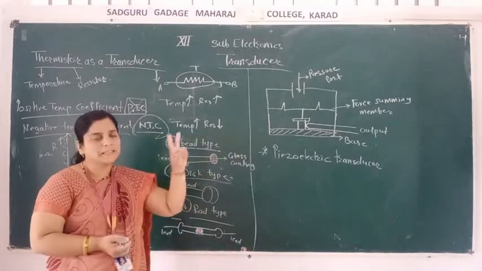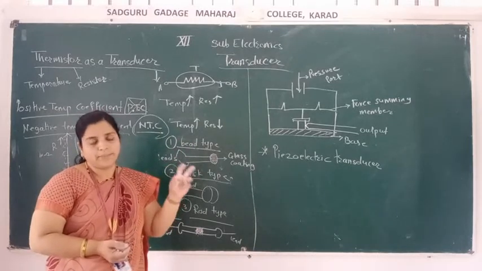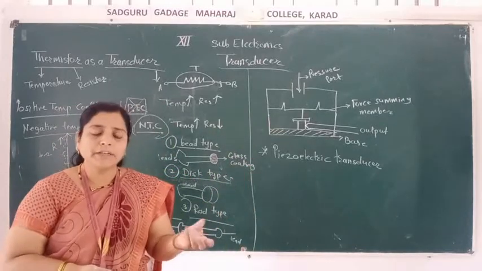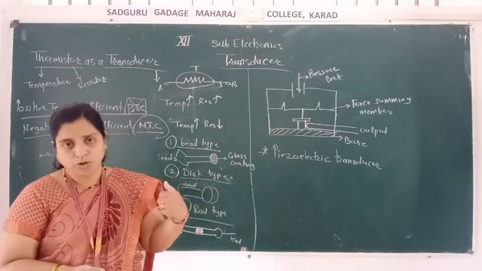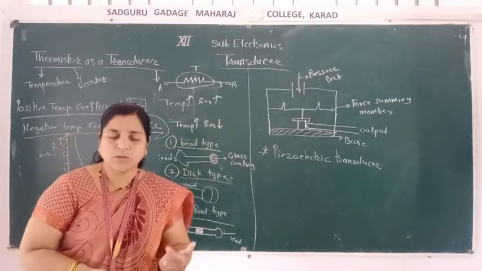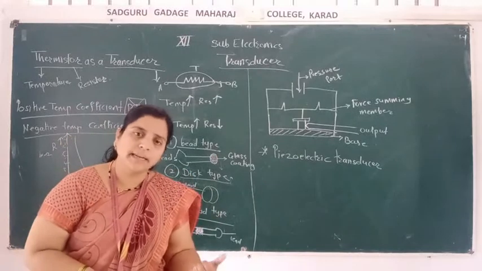Only one concept is there in thermistor: thermistor means the resistor which depends on the temperature. Then what happens when temperature is given? Resistance increases or decreases. If it increases, then it is called PTC. If it decreases, then it is called NTC.